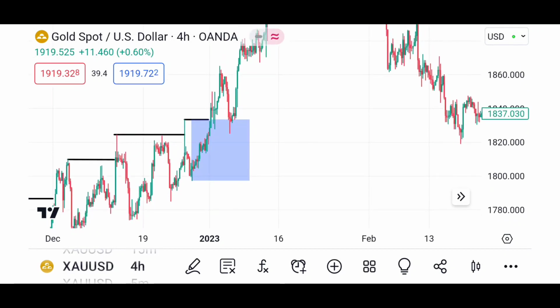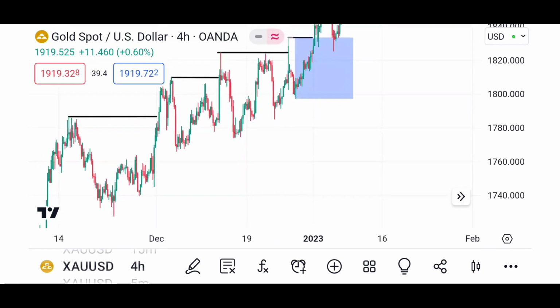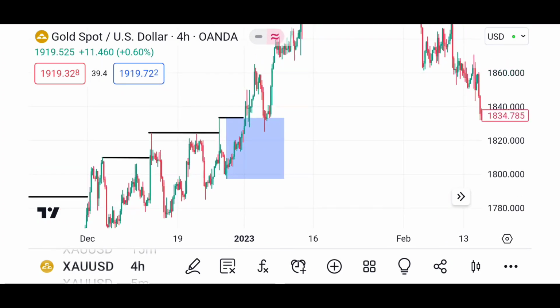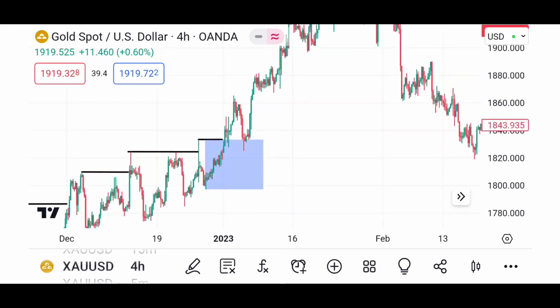But this pullback is incomplete. It's not a deep pullback, as we would see later on. When we talk about mitigation, we would say that these previous pullbacks are well mitigated. Although mitigation is not our topic for today, just know that this pullback is not a deep pullback.